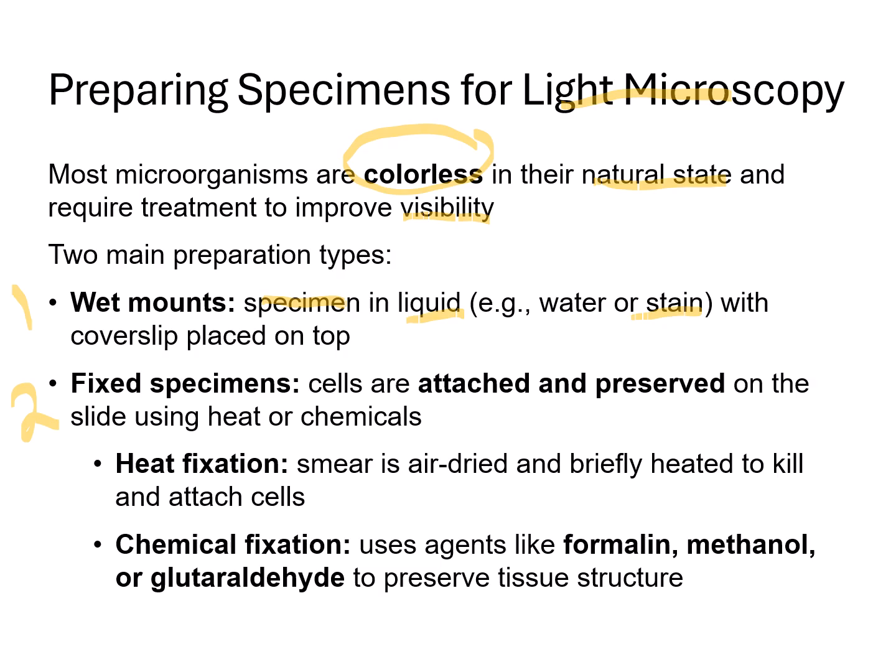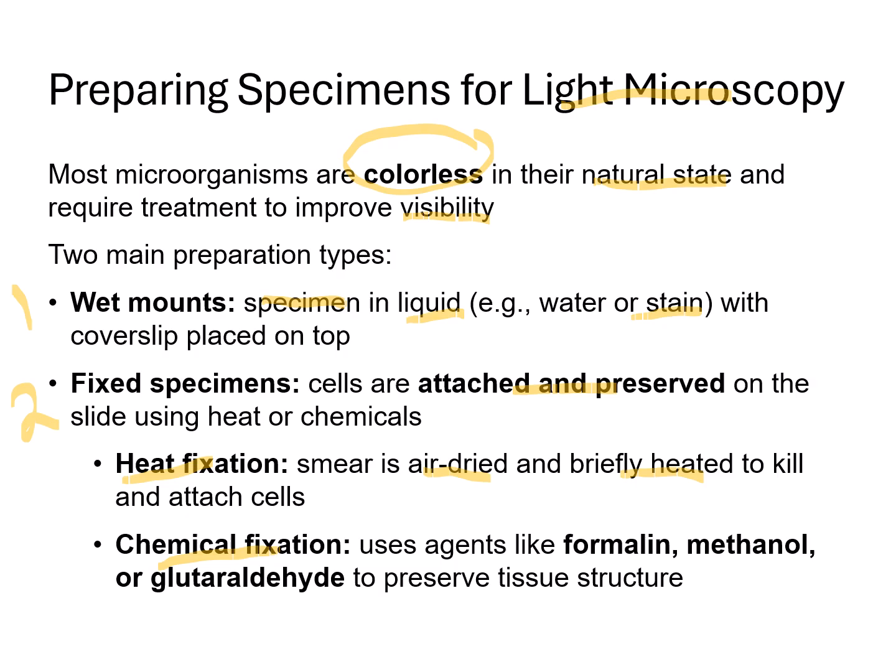You can do this through heat fixation or chemical fixation. In both ways, you're going to attach and preserve your specimen, but they work differently, and they work how they sound. In heat fixation, you usually smear your sample on a slide, you let it air dry, and then you put it over a heat source, which will kill the cells and also attach them to your slide. This allows for preservation as it stops movement and usually preserves the structure of the cells.